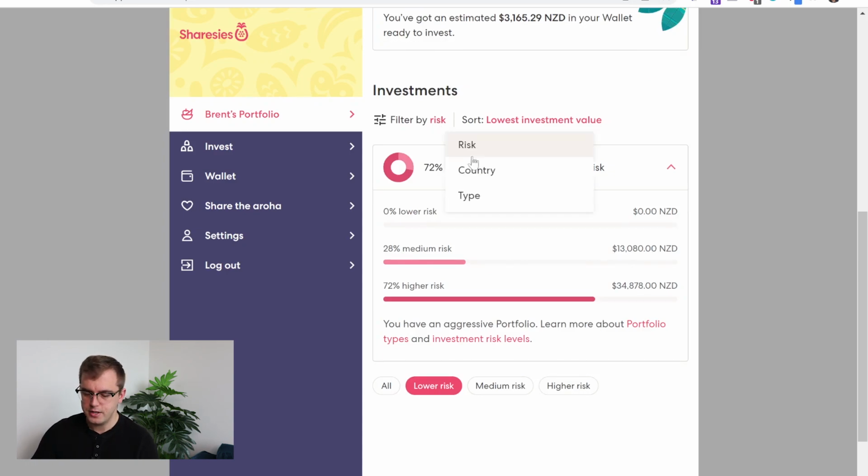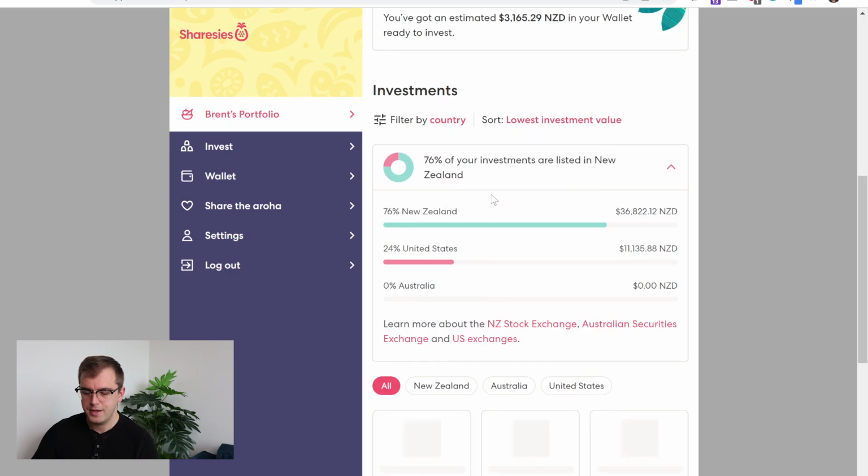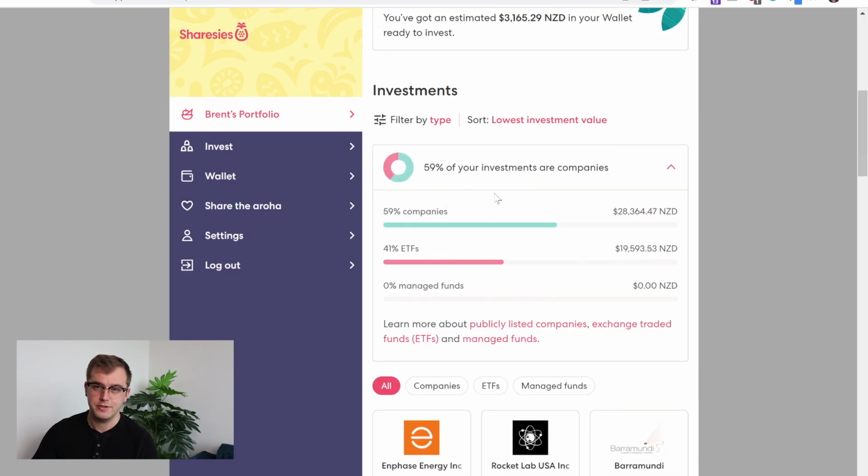So we can also look at country, and you can see the majority of my investments are in New Zealand, and you can also use type, and you can see the majority of my investments are in individual companies.